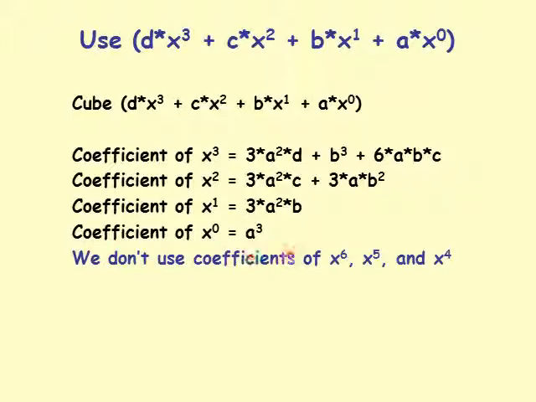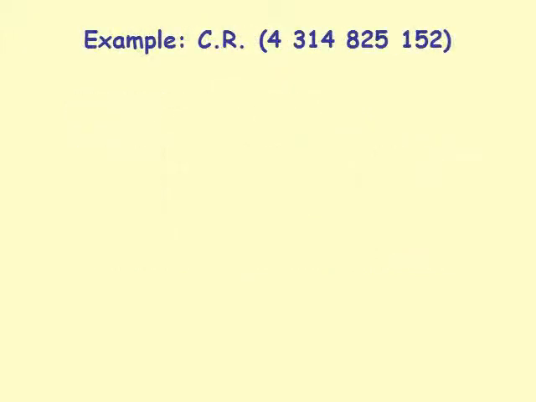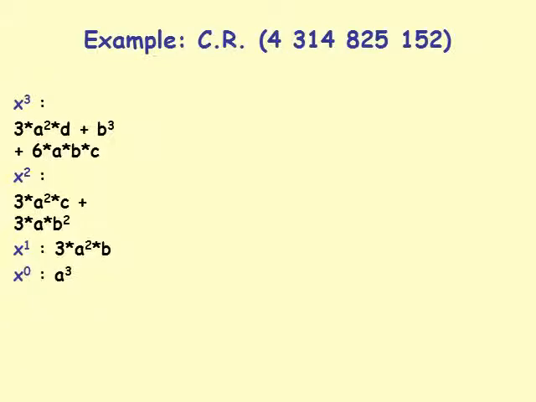We do not use the coefficients of x power 6, x power 5, and x power 4. Let's do an example of the cube root of 4,314,825,152. There are 10 digits here. Okay, let's continue here. And this is my cheat sheet.